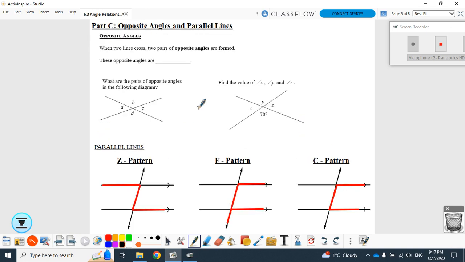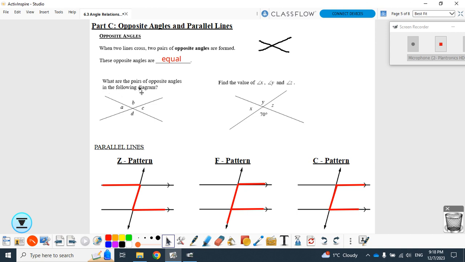Okay. The next phase here: opposite angles and parallel sides. You probably have seen this stuff before. When two lines cross, two pairs of opposite angles are formed. So when two lines cross like an X, like this, we get two pairs of opposite angles, and opposite angles are equal to one another. So we can put equal there. They're equal.